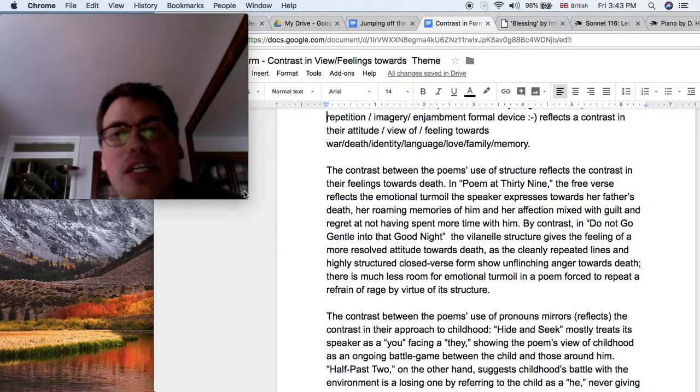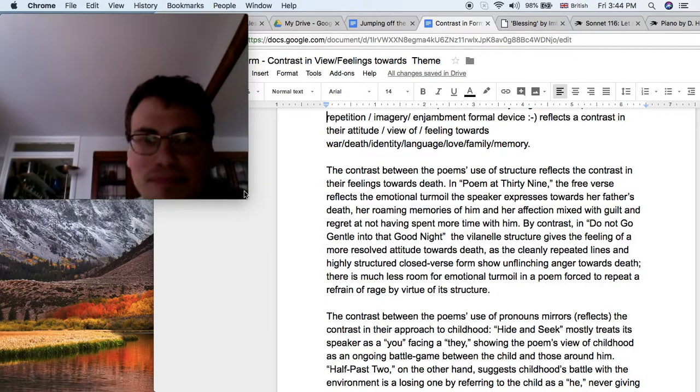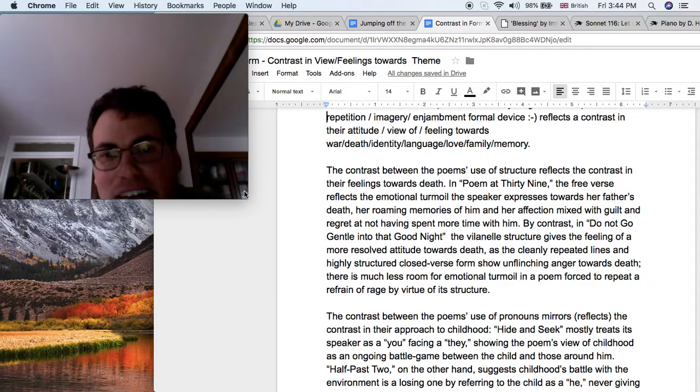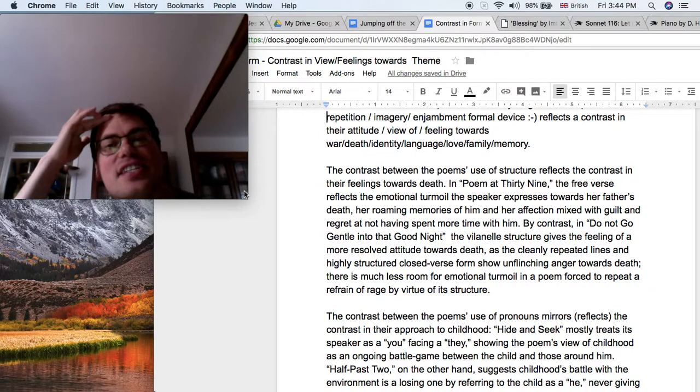The contrast between the poem's use of structure reflects the contrast in their feelings towards death. And here, you do have to name the poem at some point. In Poem at 39, the free verse reflects the emotional turmoil the speaker expresses towards her father's death. Her roaming memories of him and her affection mixed with guilt and regret at not having spent more time with him. I think this is generally good.